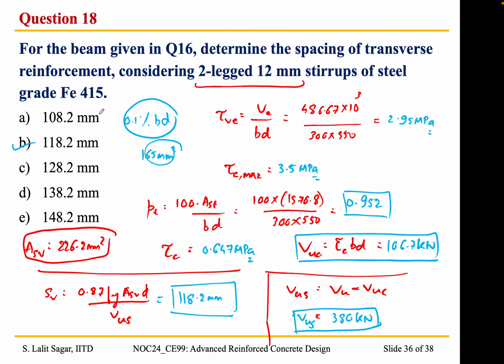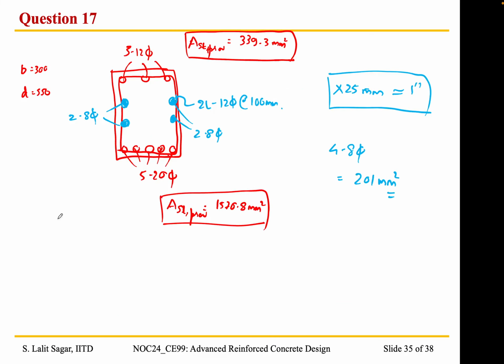Along with the spacing that we have calculated, that is 118.2, we need to check for other provisions also. Let me jot down the spacing here. What should be the minimum spacing? We have different values. We have 300, and then we have x1, which is the center to center spacing of the stirrups. Then we have x1 plus y1 by 4. I'm going to write down the values so that you can check at home later on.